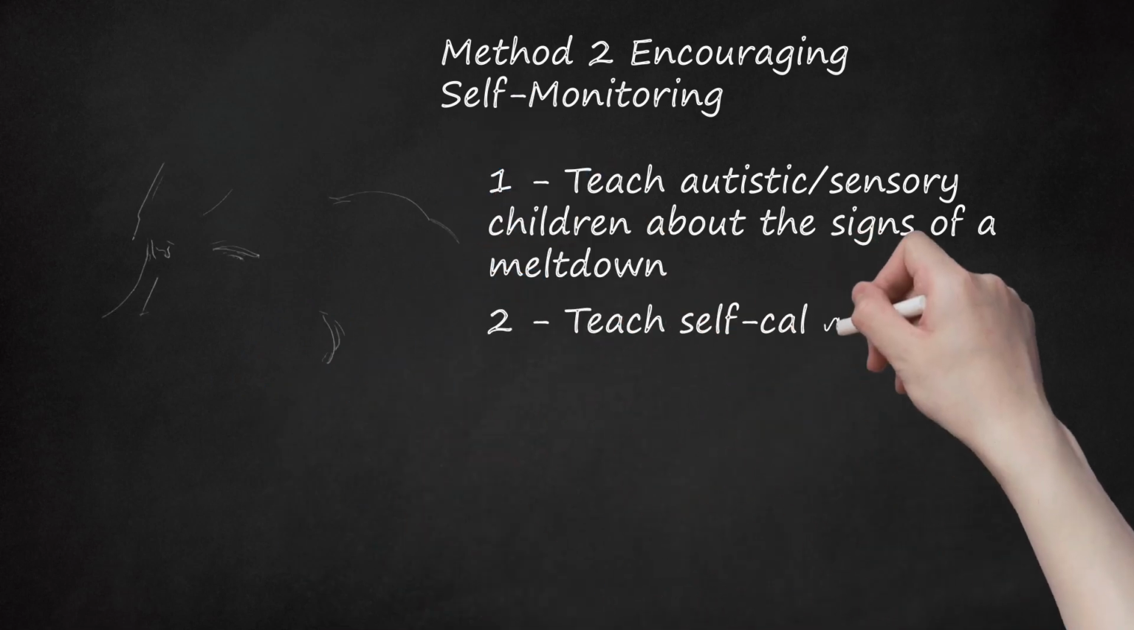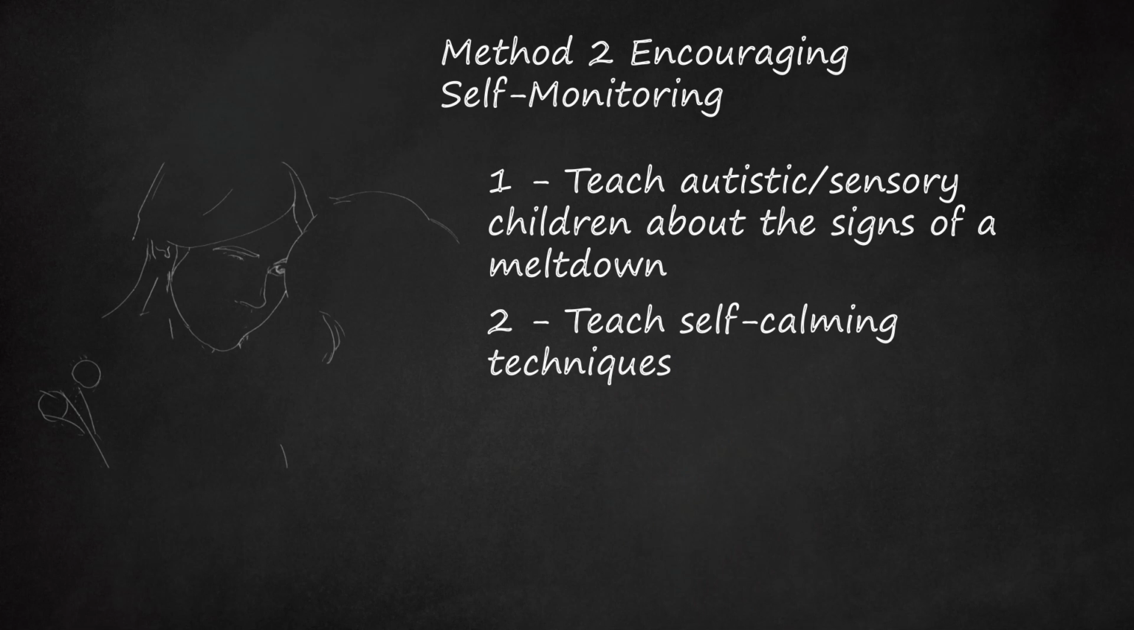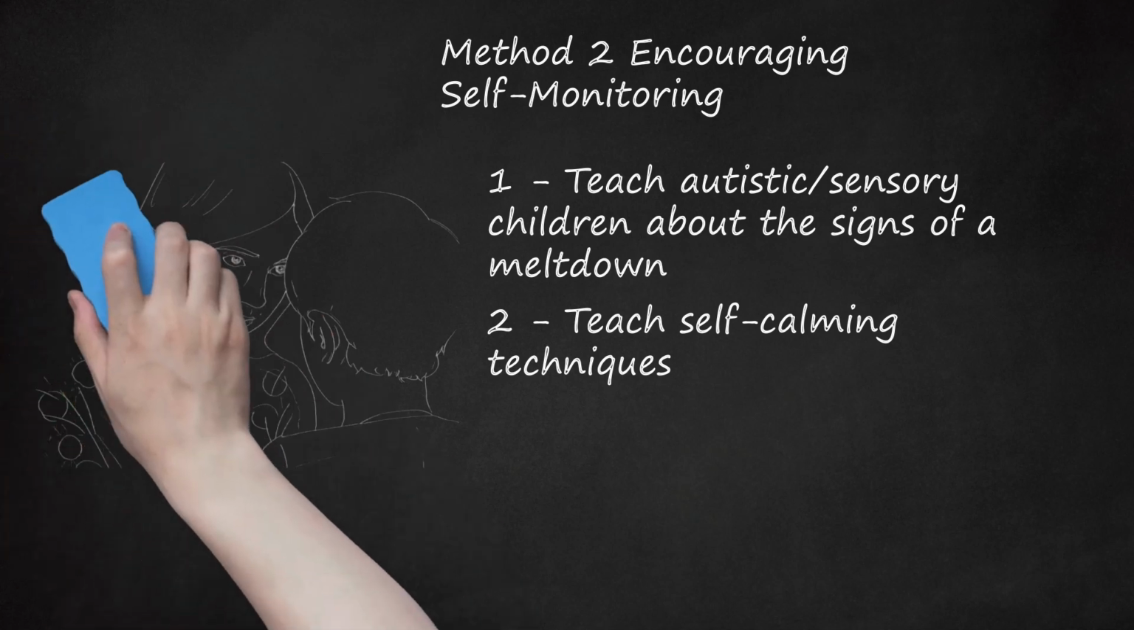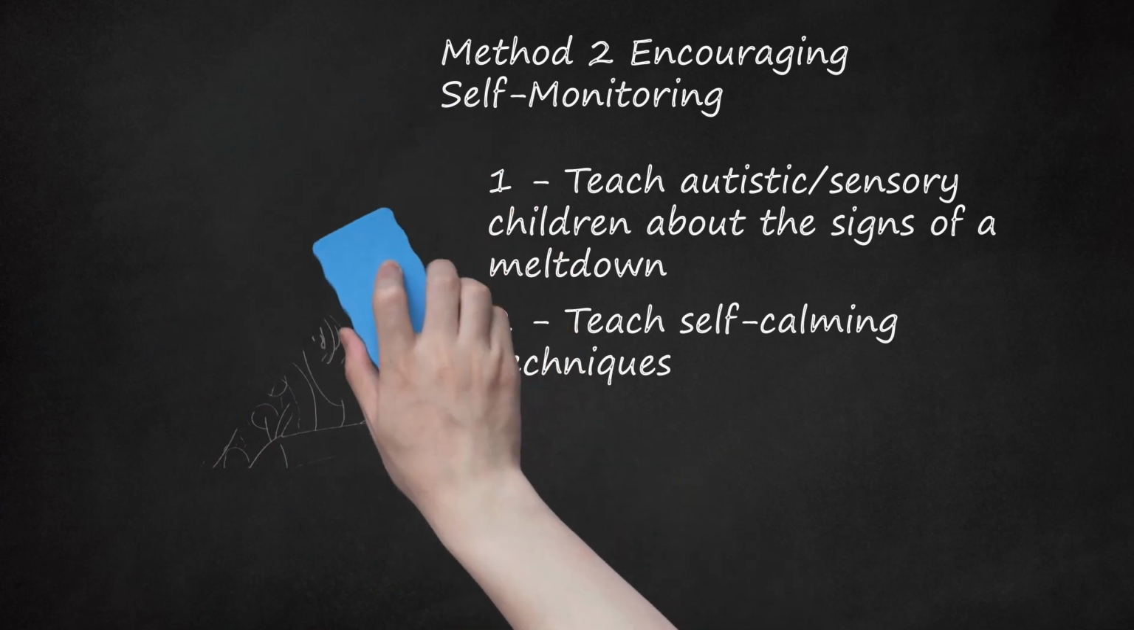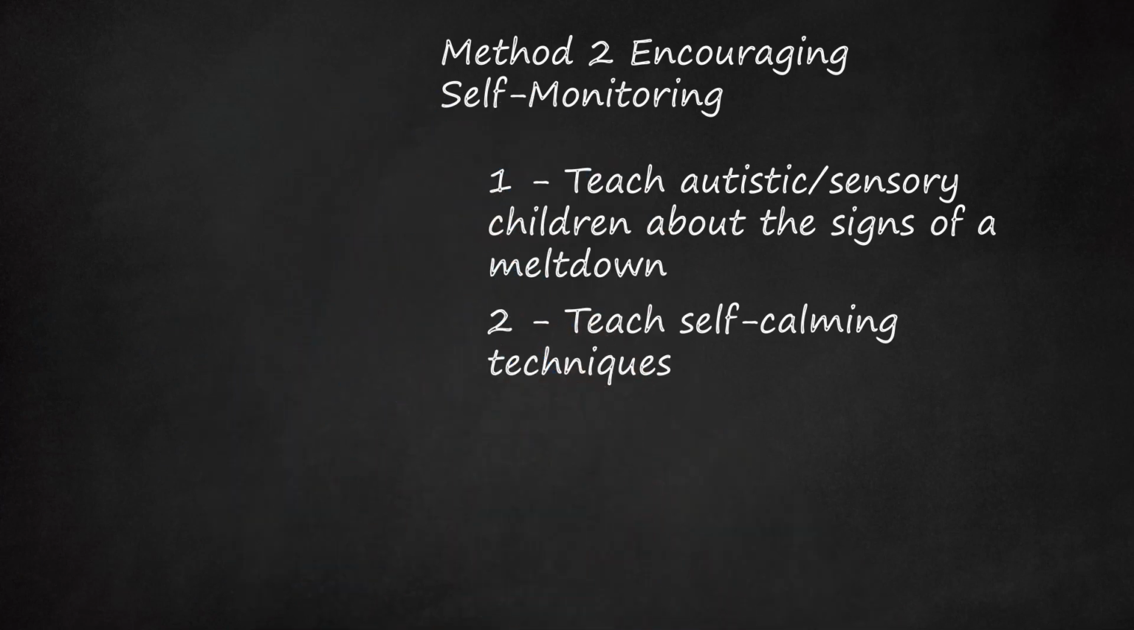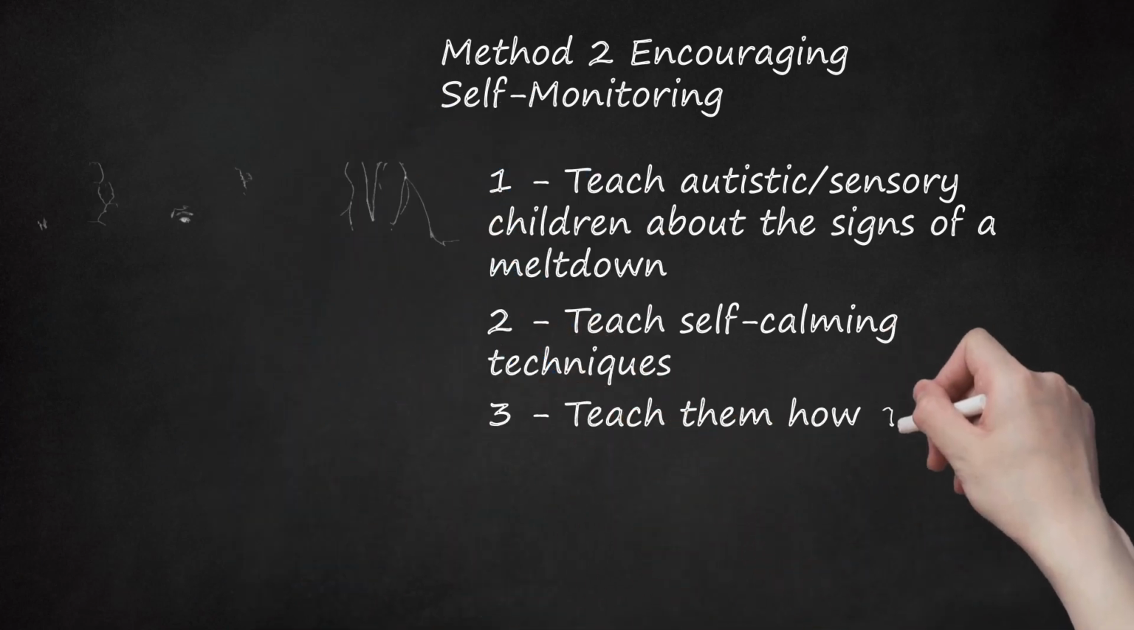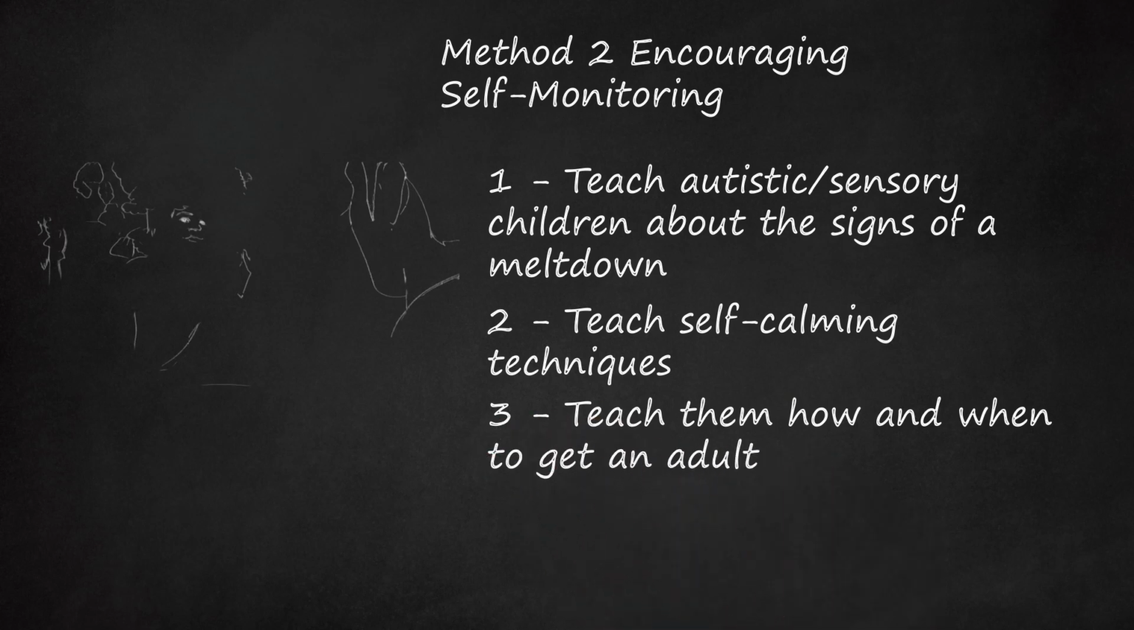2. Teach self-calming techniques. Behavioral issues may arise when a child becomes overwhelmed by emotions or stimuli, and they may not know how to calm down. Teach them how to use counting, deep breathing, imagery, stimming, rocking, fidgeting, common in autistic students. Self-talk.